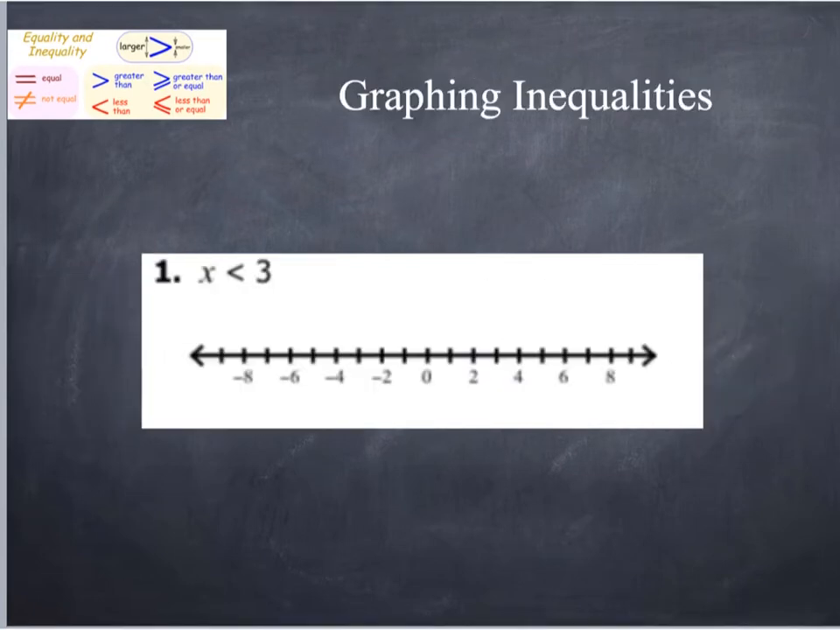So here we have x is less than 3. So that means x, the variable x, can be anything that's smaller than 3, but can't include 3. Now, if you think of this, there are an infinite amount of numbers that are smaller than 3. 2, 1, negative 70, negative a million. So that's why we use a number line when we're graphing these. It's not just going to be one set answer most of the time. It's going to be an infinite amount of answers.